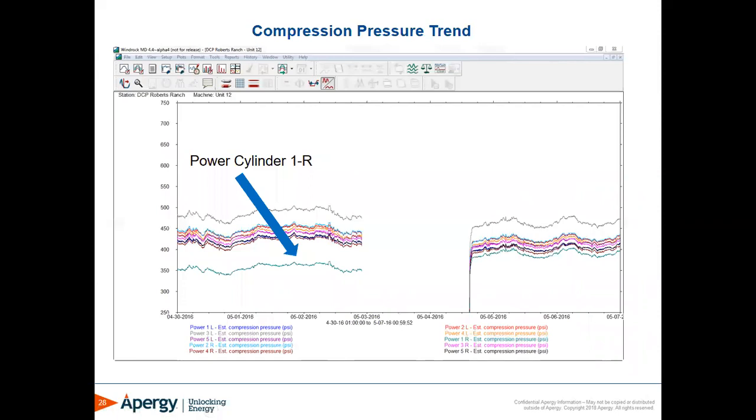The higher than average compression pressure for cylinder 3L is due to incorrect head being installed. So this is 3L. It's due to that incorrect head. It's got a smaller clearance. So the customer knew that this one would be higher than the other power cylinders. So the one in concern is this power cylinder 1R that is trending lower.